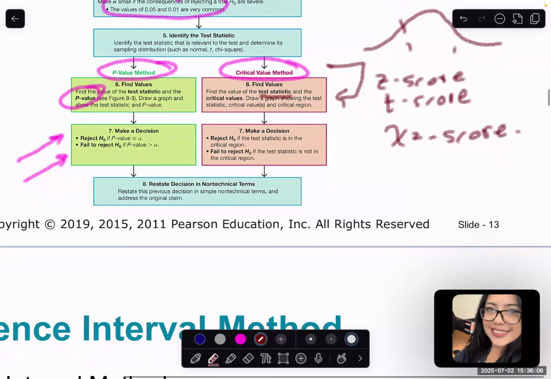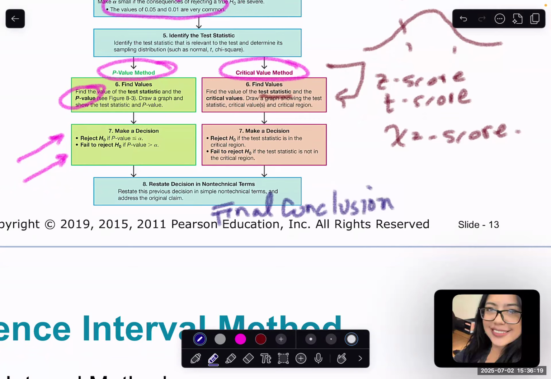You're going to be restating the decision in non-technical terms. So this will actually be a final sentence. So your final conclusion will be a statement.